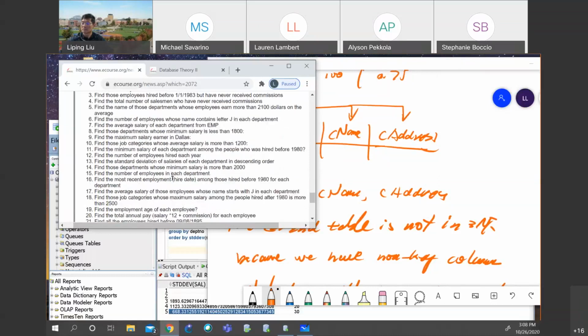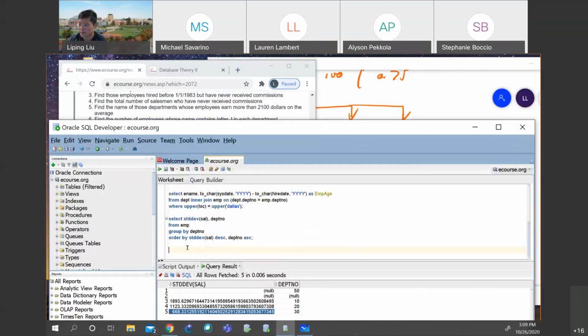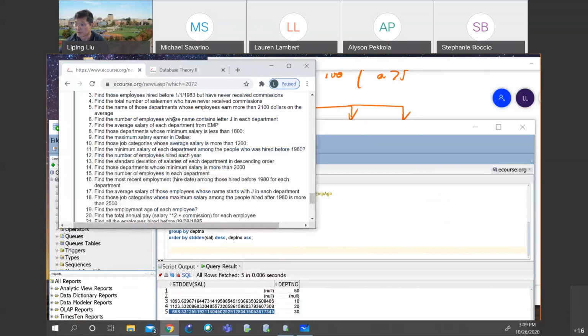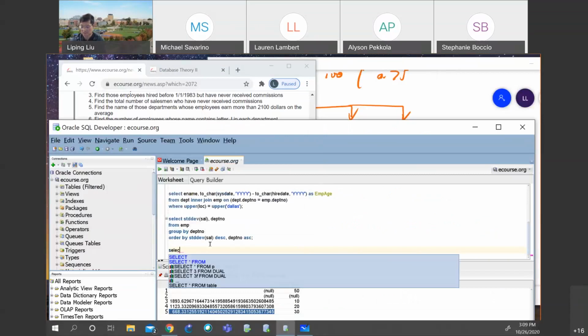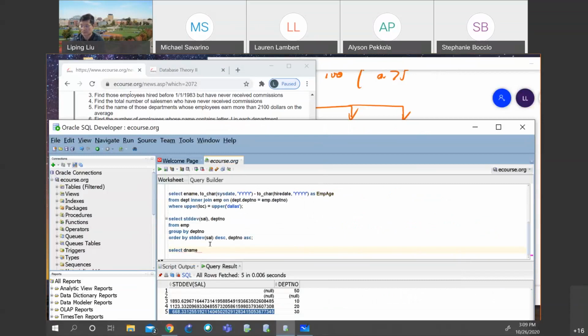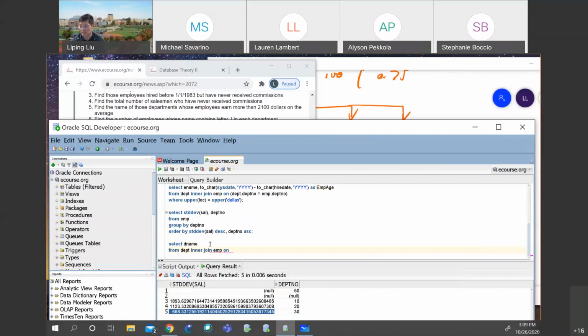Okay. Do you see any function, the typical finance department whose minimum salary is less than 1800? So that should be an easy one, right? Let me do it here. Find the department whose minimum salary is less than $1,800. So let's just say select DNAME, okay? DNAME. And then from, let's say DEPT inner join EMP on DEPT.DEPTNO equals EMP.DEPTNO.